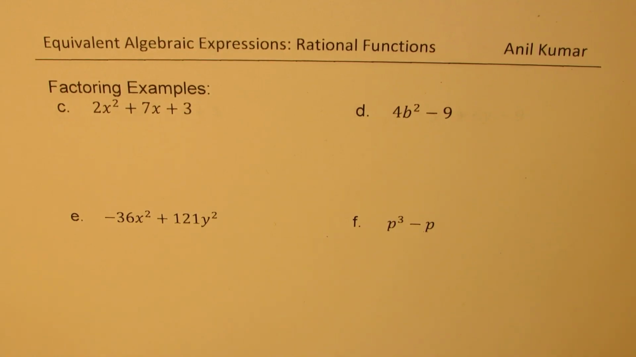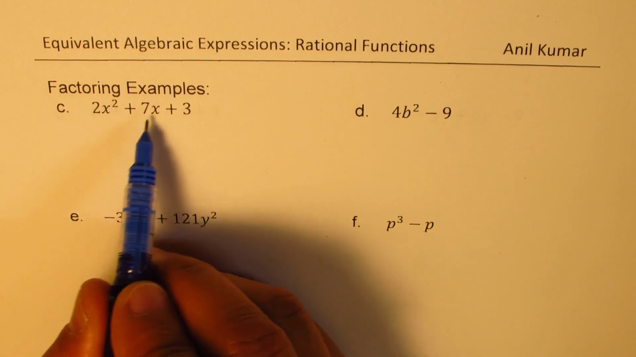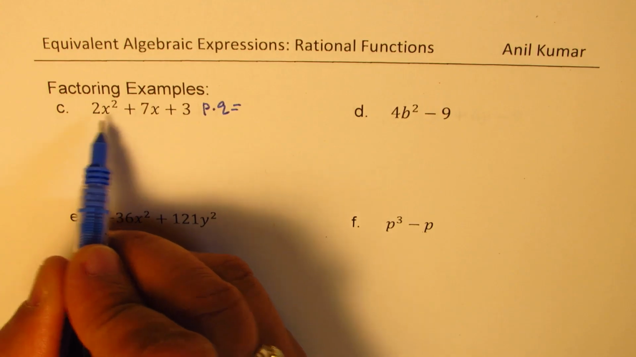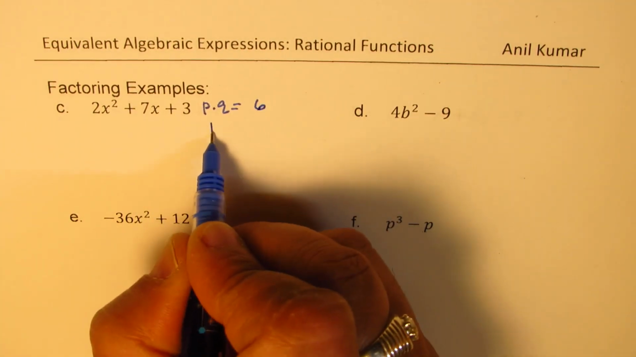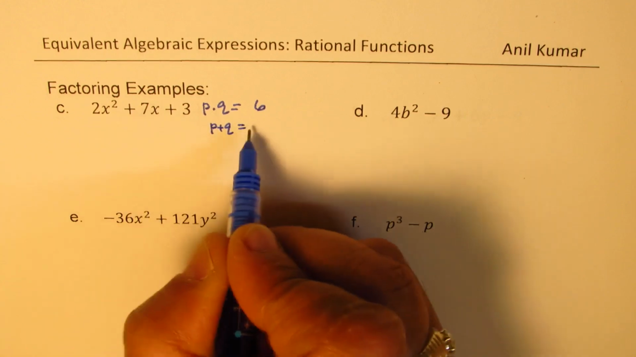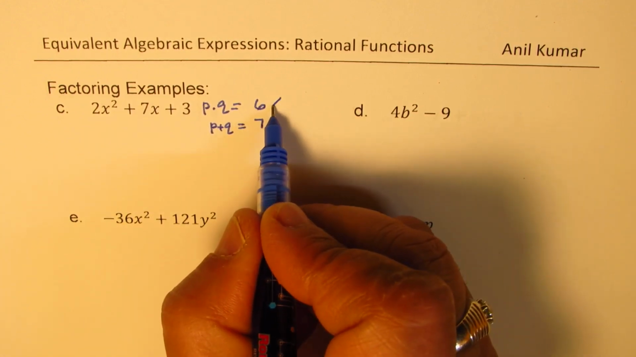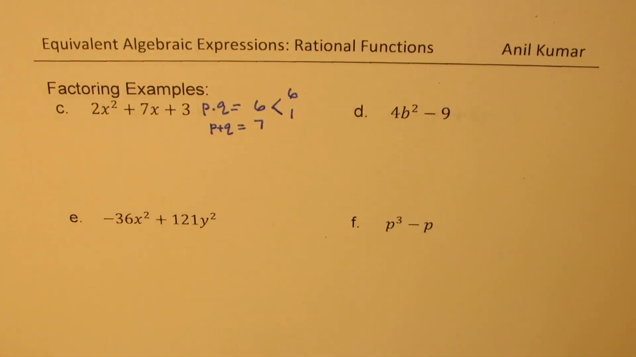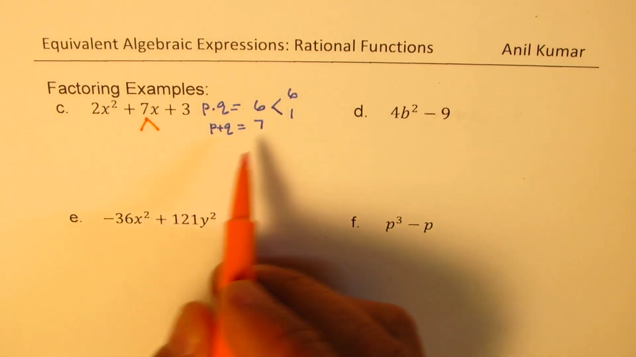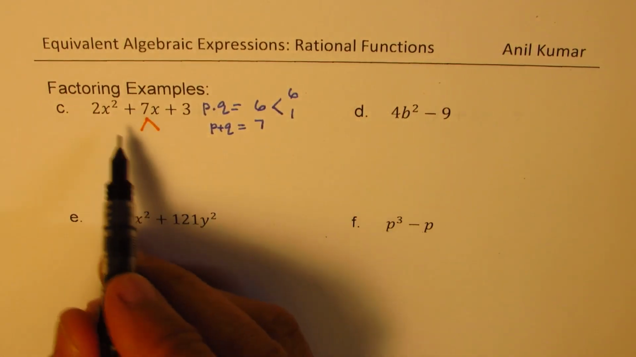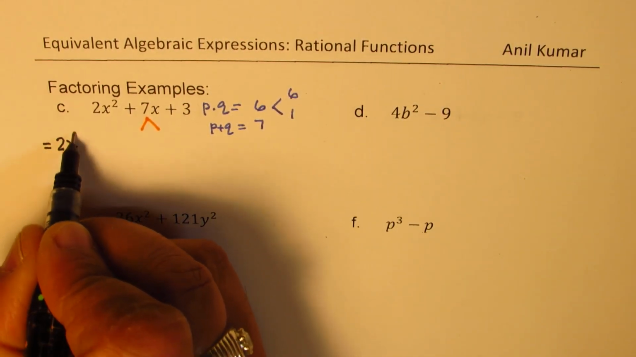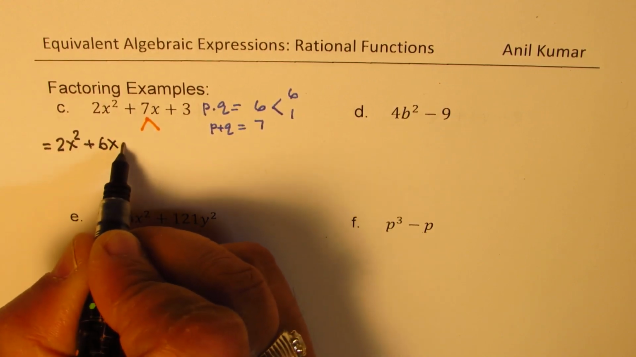So as I was saying, we now have 2x squared plus 7x plus 3. We are looking for the product of two numbers to be 2 times 3, which is 6. And the sum of these two numbers should be 7. So now the numbers should be what? 6 times 1, right? When you add them up, you do get 7. So in this, we'll have to decompose 7x into 2 parts, 6 and 1. Then we'll have 4 terms and then we'll factor. So we can write this as 2x squared plus 6x plus x.